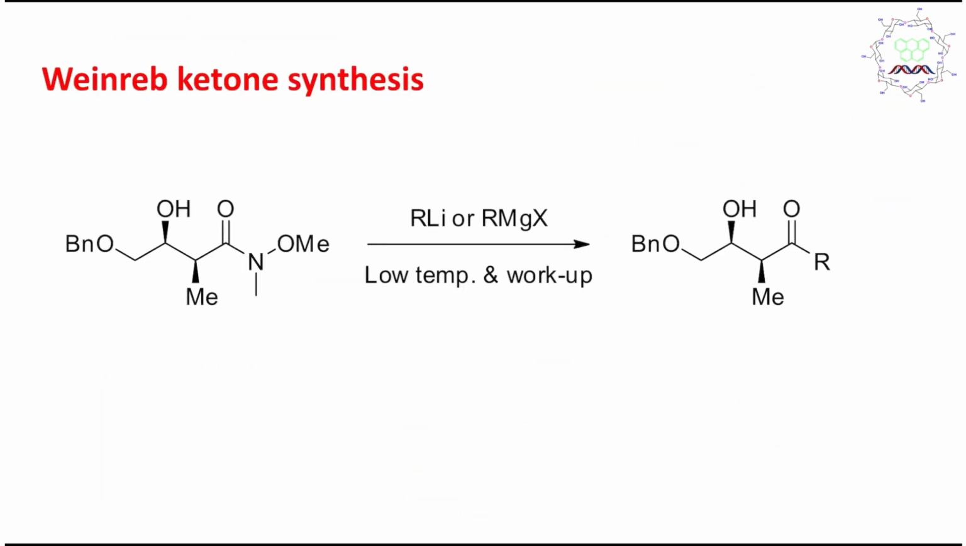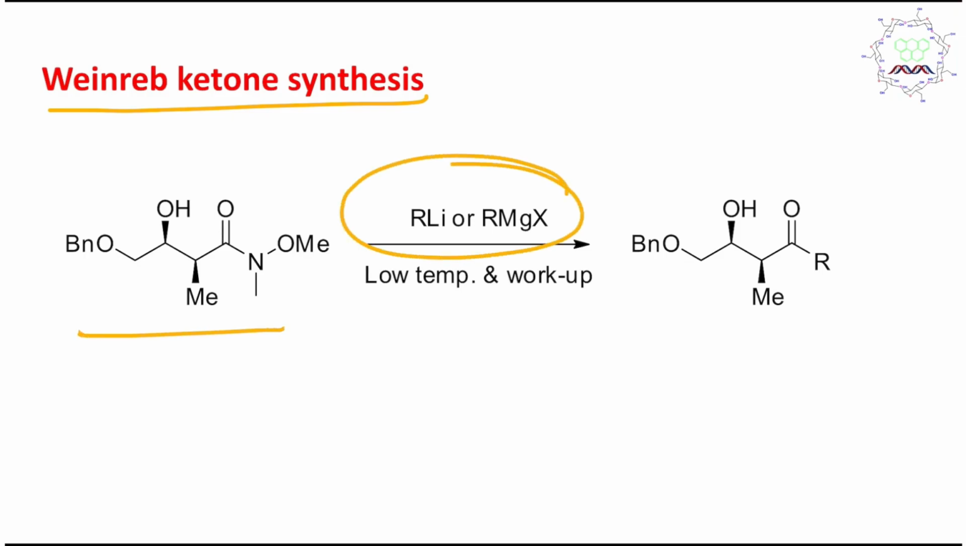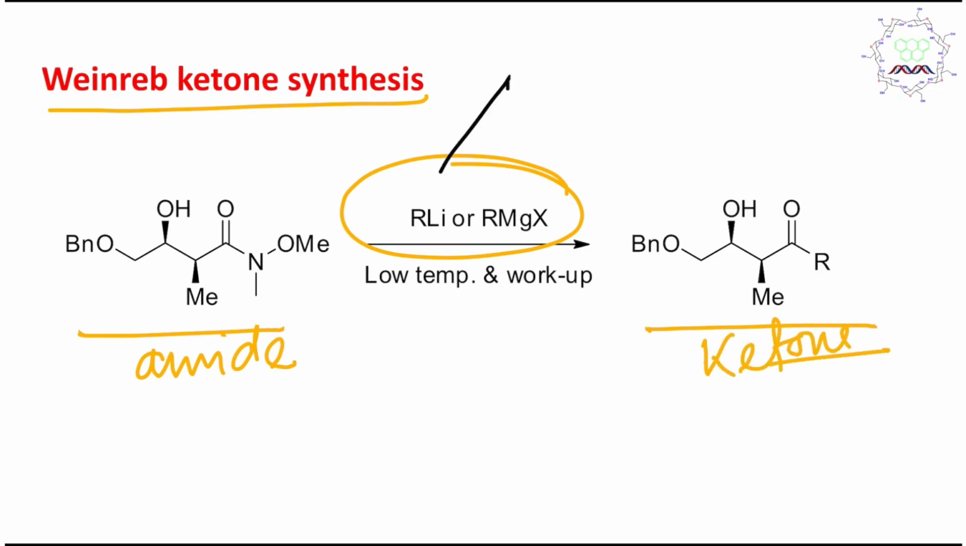So in this context you should know about this Weinreb ketone synthesis. What is this reaction? This reaction, if you treat this compound with RLi and RMgX, it produces ketone. So you can consider that from amide you are getting ketone, and this is possible in presence of, obviously, RLi, organolithium, or RMgX, means Grignard reagent. Obviously here two equivalents of the reagent are needed.